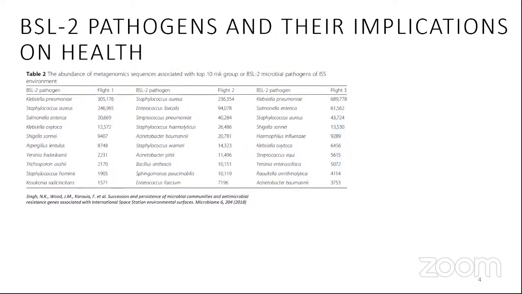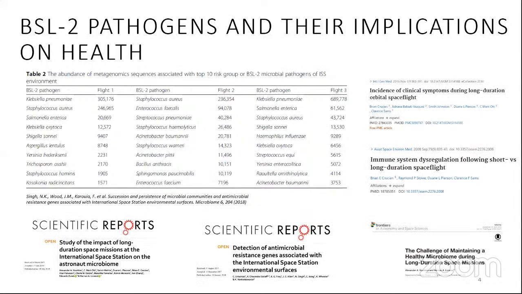This finding is pertinent because of a large number of studies that strongly suggest increased antimicrobial resistance and virulence of these pathogens in outer space due to the effects of microgravity and space itself, as well as those that discuss compromised immune systems of the crew members that inhabit the space stations, again due to the effects of space. As you can see in this table, which is from the paper that I previously showed you, Klebsiella pneumoniae tops the list in 2 out of the 3 flights.